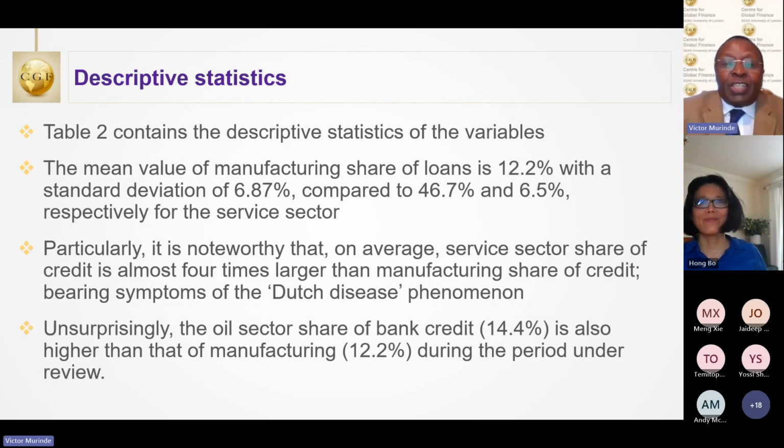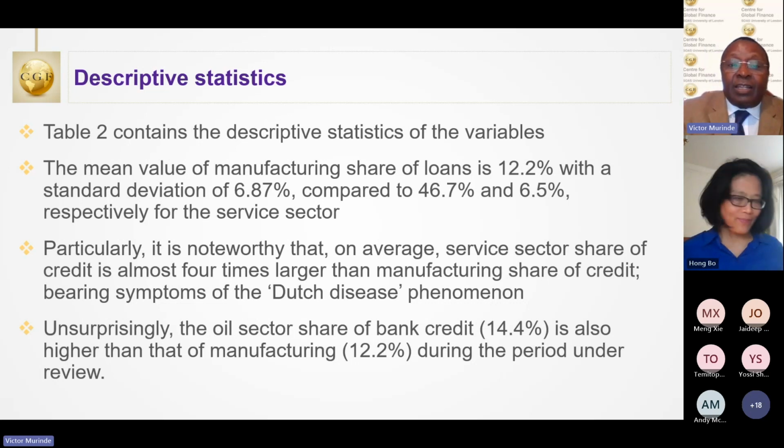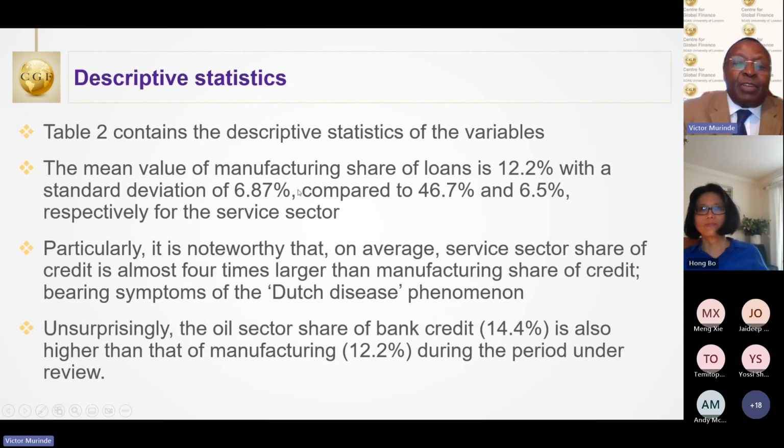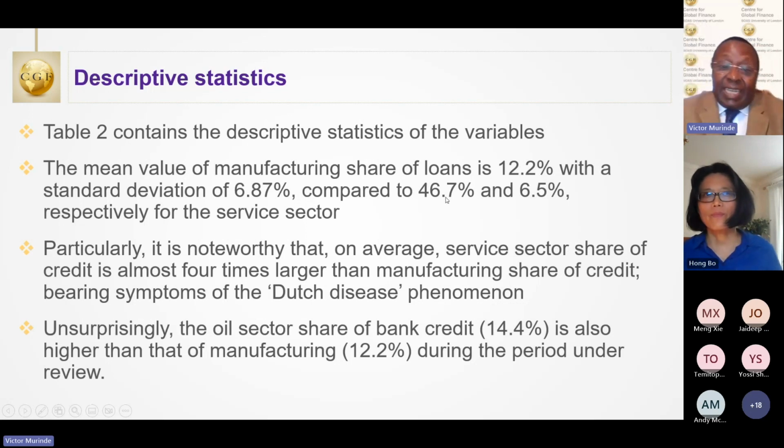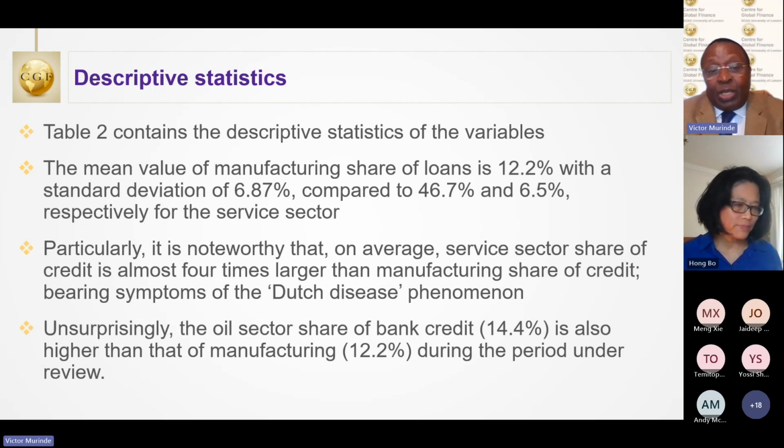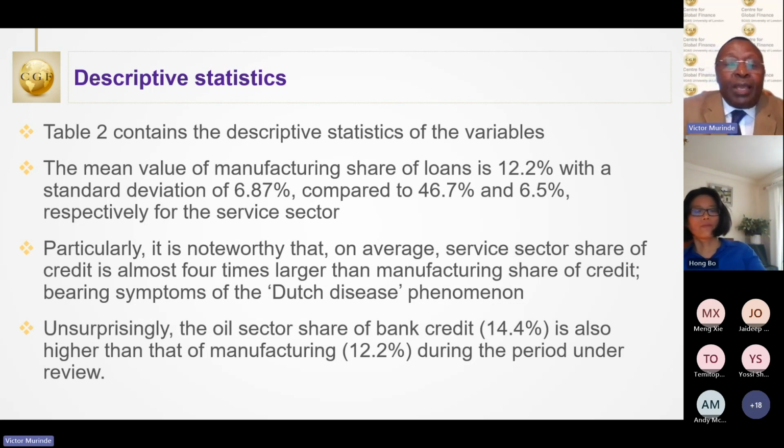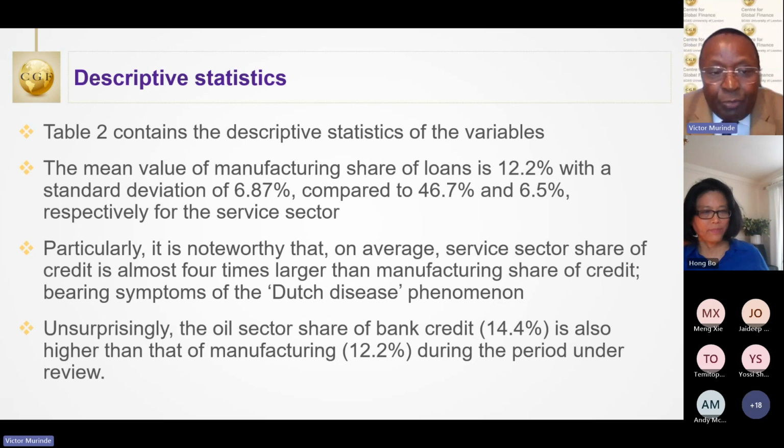Okay, so we've seen the statistics, and basically what is interesting is that the mean value of manufacturing share is 0.2 with a standard deviation of 6.87, compared to 46.7 for the services sector. These are the two sectors we're interested in. The services sector share of credit is almost 4 times larger than manufacturing share of credit. And basically, we see in that data already some diagnostic symptoms of the Dutch disease phenomenon.